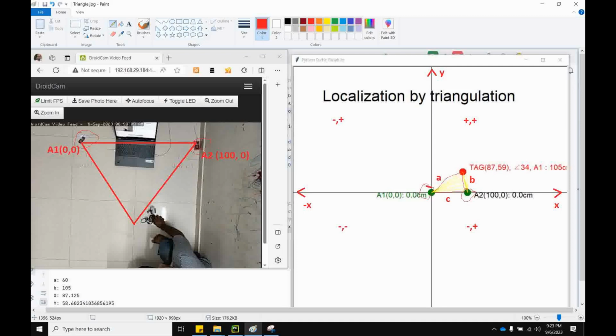This data we send to a PC, and on the PC we run a small Python program which does the triangulation calculation and can identify the tag angle and how far it is from A1 and A2. I'll jump into the code and walk through it at a high level, and then we will do a live demo.